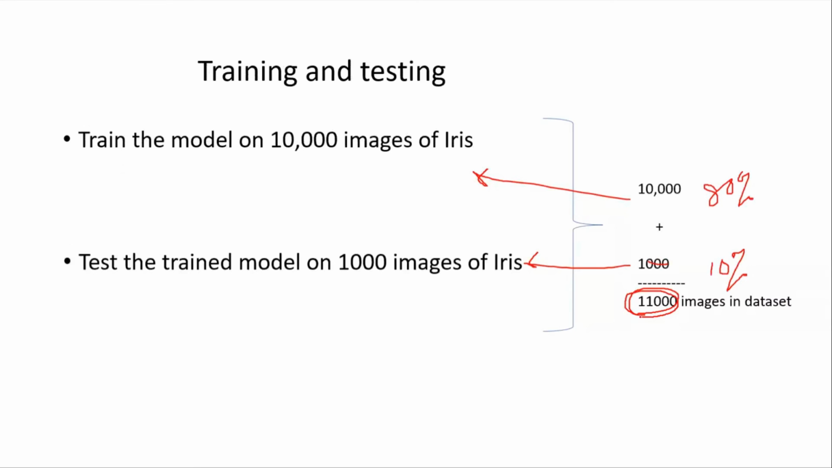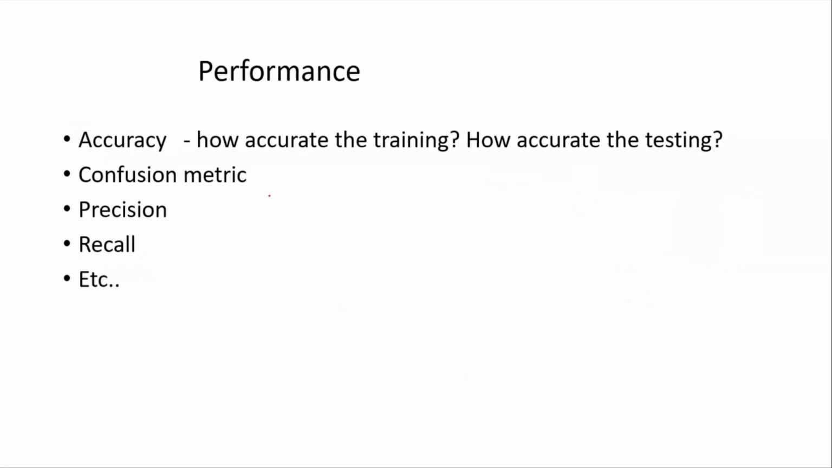When you are training your model on 10,000 images and testing your model on 1,000 images, you can measure both training and testing using performance metrics. How accurate is the model in its predictions? How accurate is the model going to predict in terms of the confusion matrix? What is the precision of prediction, the recall, and so on. You can refer to the book, which teaches this in detail.